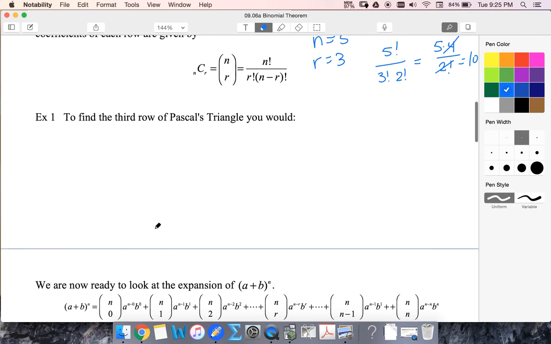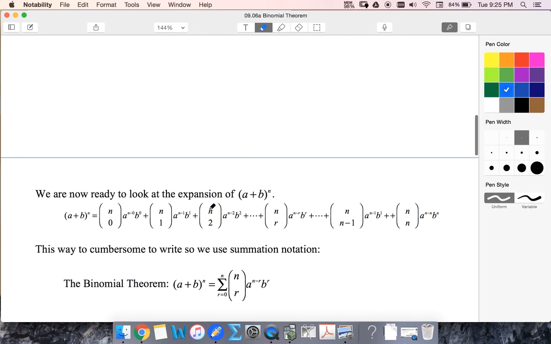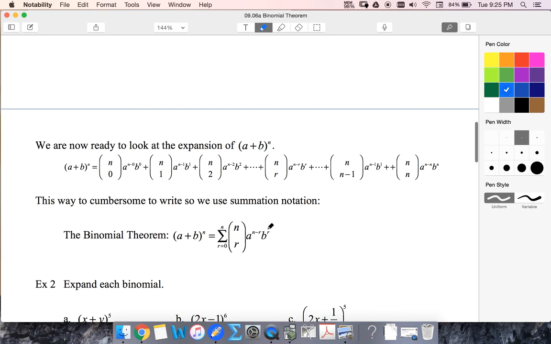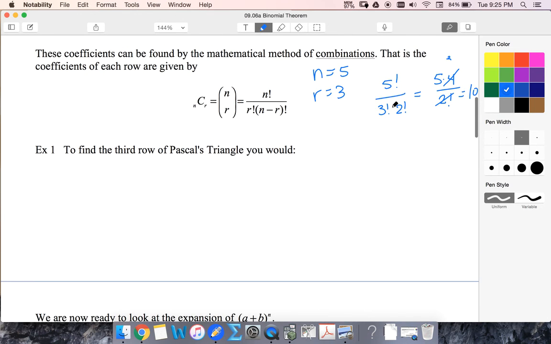So that's a key thing to notice, that r is my power of b. The power of a is going to be n minus r. So really, it's these two things, but reversed. Power of b, power of a.